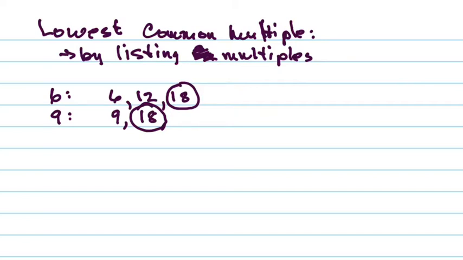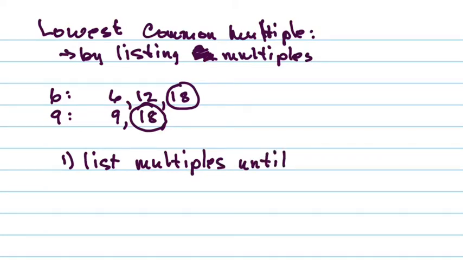So again, all you're going to do is simply list multiples until you get a match. Two numbers that are identical. Okay? And many times you're going to have to make your list longer than the list that I've made. These numbers, we found a multiple pretty quickly. But you will always find one, right? By simply making a list of multiples until you get a match.